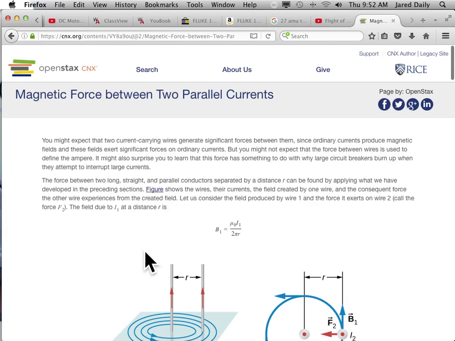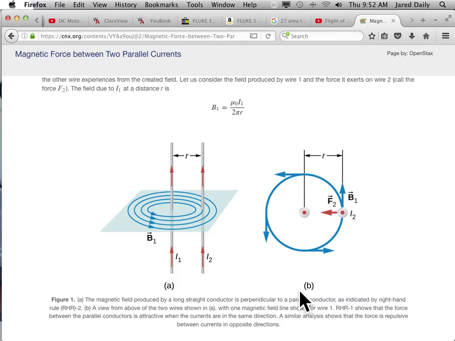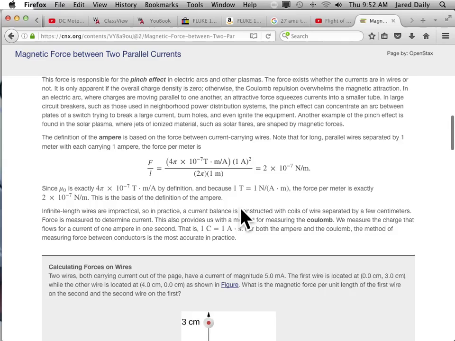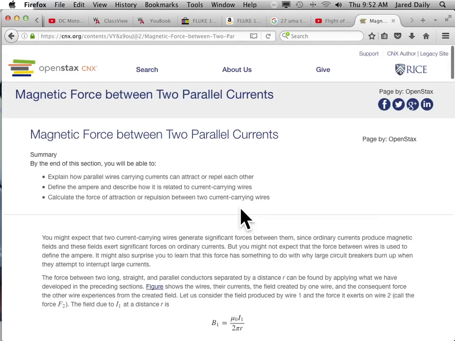Apparently it's in this book, but I don't know where it is. Maybe the next page, I don't know. But here we have 2 wires, current in the same direction. The right-hand rule is going to tell us, this must be the next section.